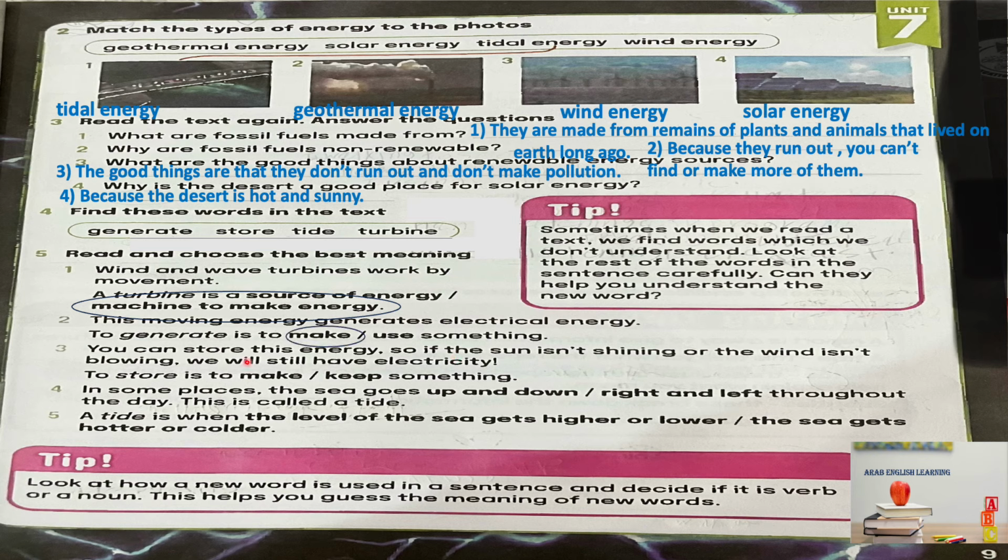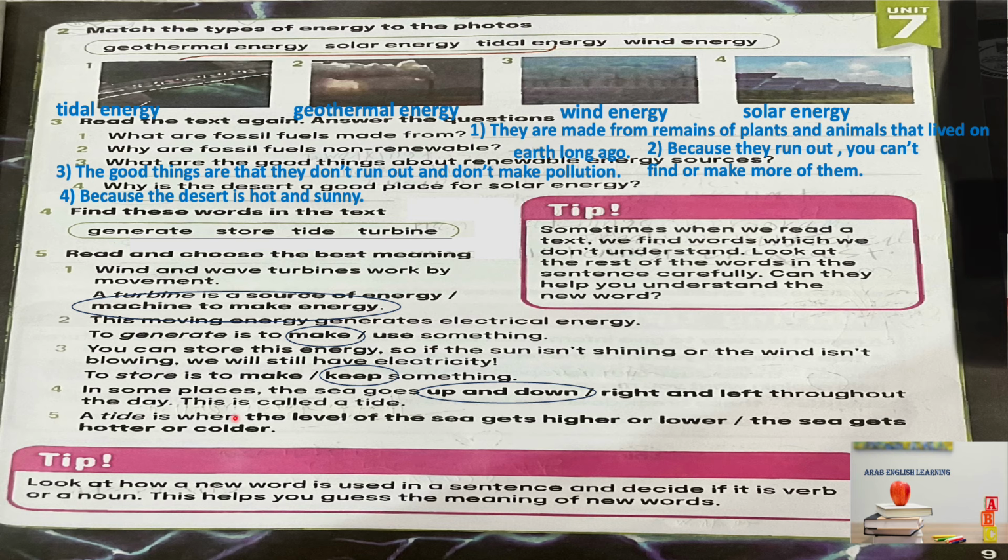3. You can store this energy. So if the sun isn't shining or the wind isn't blowing, we will still have electricity. So to store is to make or to keep something? Yes, store means to keep. 4. In some places the sea goes up and down or right and left throughout the day. This is called a tide. Yes, up and down is a tide.